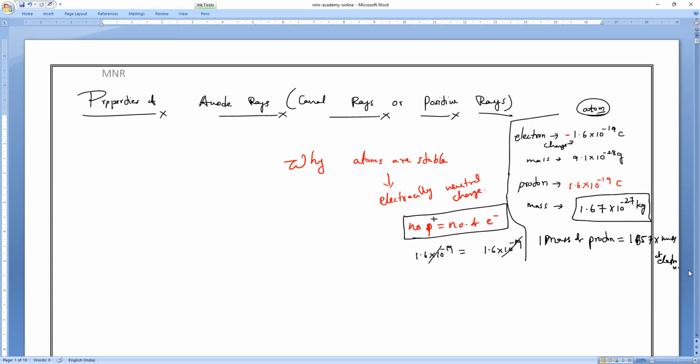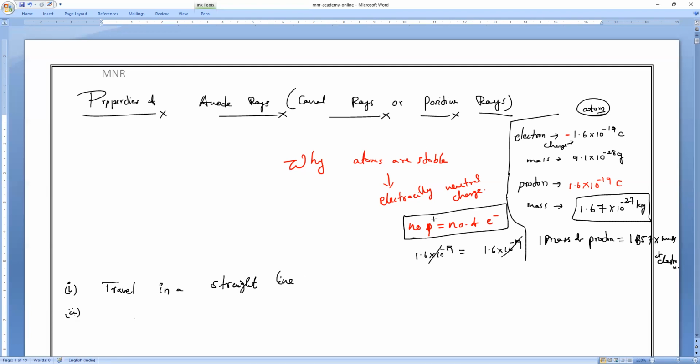So now let us start with the properties of anode rays. Anode rays we also call canal rays or positive rays. First thing, same as cathode rays, they always travel in a straight line. Am I right or wrong? Both cathode rays and anode rays travel in a straight line. Please write it. Travel in a straight line. That is the first property.